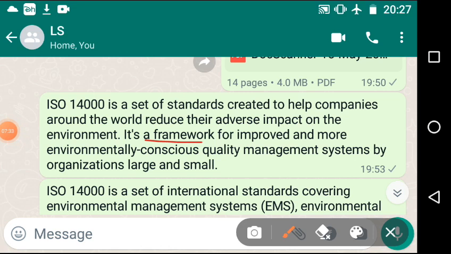Framework means the base, it is the basic structure. This ISO 14000 is the basic structure through which a system of rules or ideas has been implemented so that we can improve the quality of our air, water, land, soil, and at the same time we will also make that organization achieve their goal, whether it is large or small.